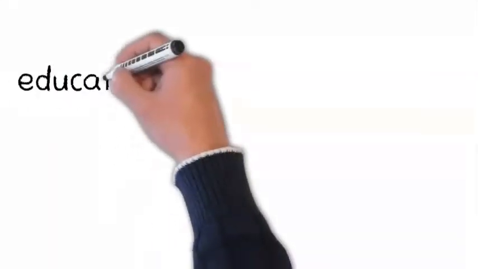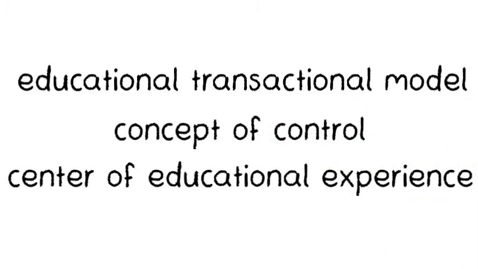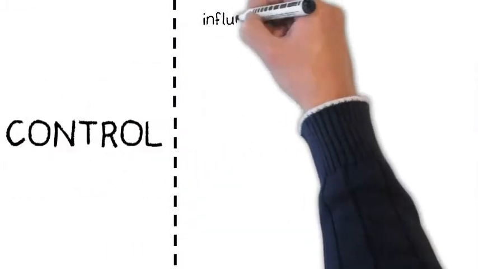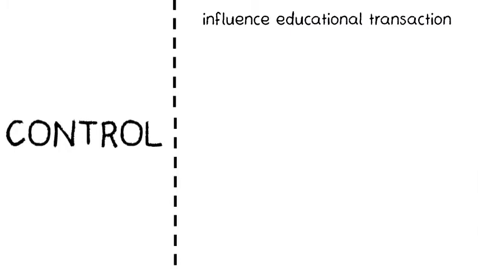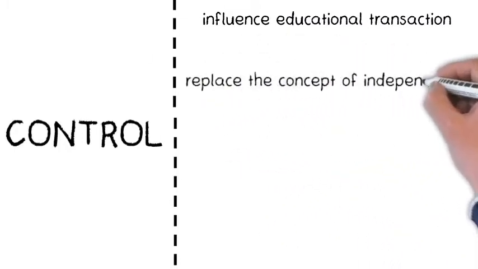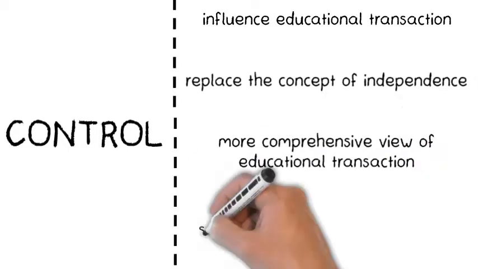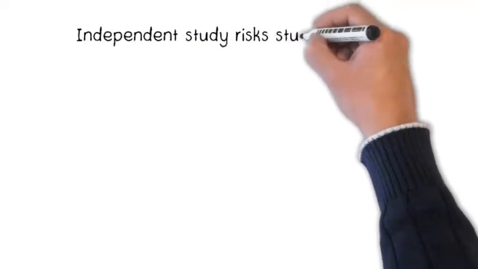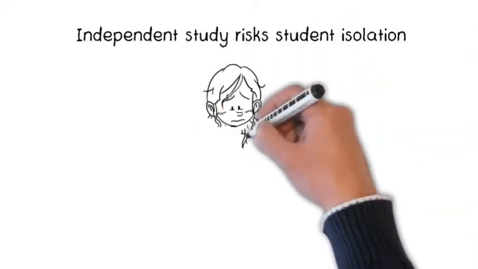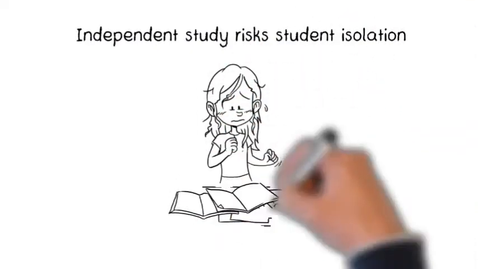On the other hand, the educational transactional model puts the concept of control at the center of educational experience, Garrison notes. Control is the opportunity and ability to influence the educational transaction as defined by Garrison. Control is seen to replace the concept of independence or self-study with a more comprehensive view of the educational transaction. Control is now shared in two-way communication, unlike in independent study, which tends to minimize the role of the teachers and risks the threat of student isolation.